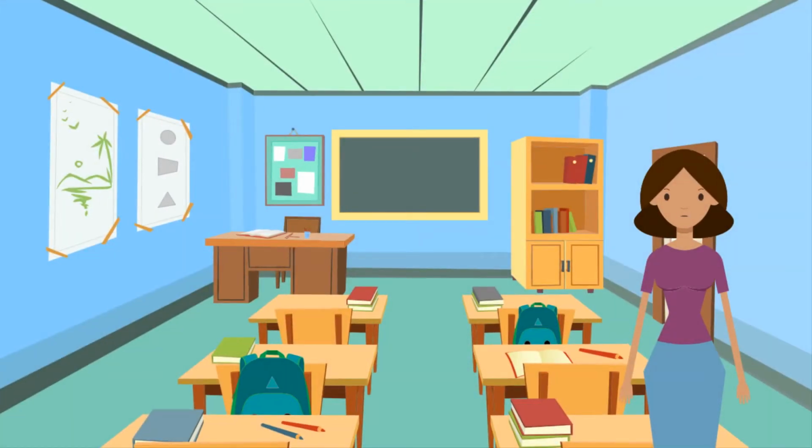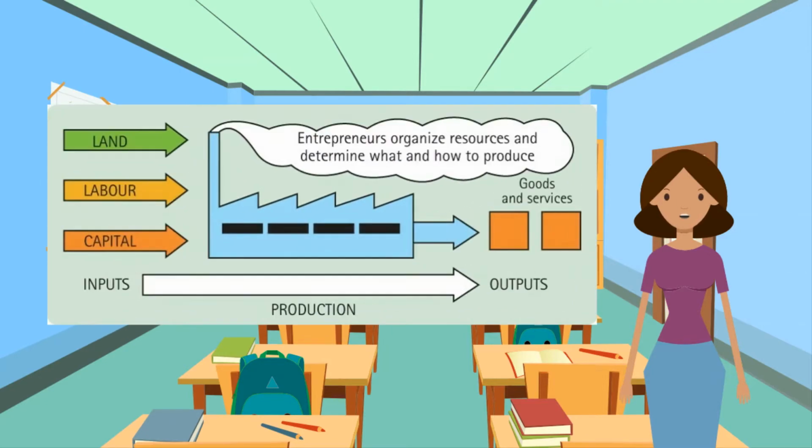Let's first think, what is production? Why do we produce things? Goods and services are produced to satisfy consumers' needs and wants. The production of goods and services is organized by entrepreneurs and firms. A firm combines land, labor and capital, which are called inputs, to make goods and services. These are called outputs.